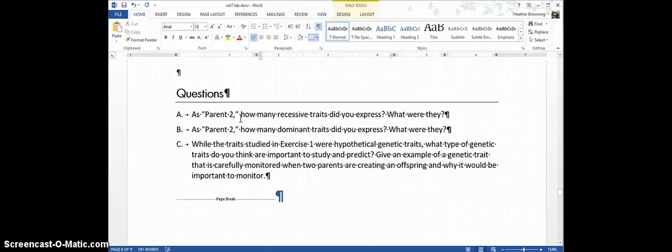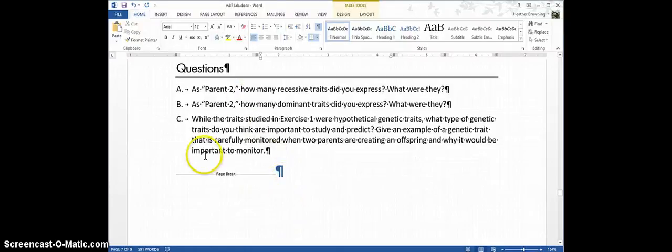And then the questions will be, parent 2, how many recessive traits did you express? What were they? And how many dominant traits? What were they? And then while we're looking at these hypothetical genetic traits, what type of traits do you think are more important to study? Give an example of a genetic trait carefully monitored when 2 parents are creating offspring. Why is it important to monitor? There are some traits where the dominant might be an issue or the recessive. And if you go over and look at your manual, I believe it covers some of that.